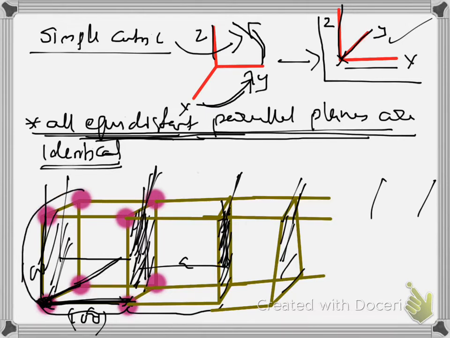Actually, when you look into this plane, you may be confused, because this plane does not have any intercept in x-axis. It has intercept in y-axis and z-axis only. Even then, we have to notate it as 1 0 0, because all equidistant parallel planes are identical.